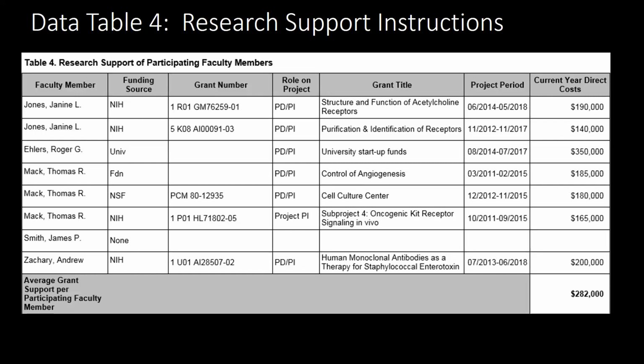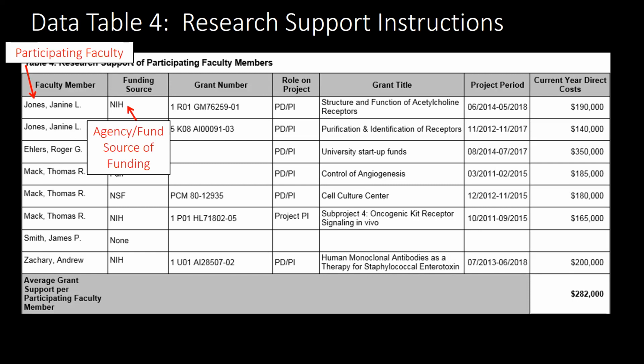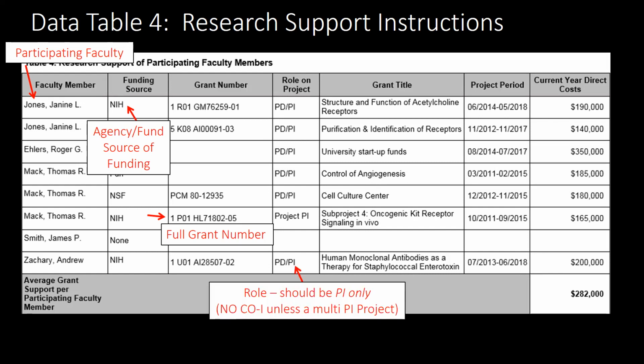So going through the actual table, you're going to list your faculty member and the fund source. This could be NIH, NSF, DoD, it could be foundation, FDN, it could be university funding, state funding. And then you're going to list the full grant number. Now this one you are supposed to put in the 1, 2, 3, 4, or 5 in front of the mechanism. I don't know why it's slightly different, but that's the instructions. I just go with it. So put in the full number there with the institute, the serial number, and what year the grant is in, and then the role on the project. So whatever their role is on the project.